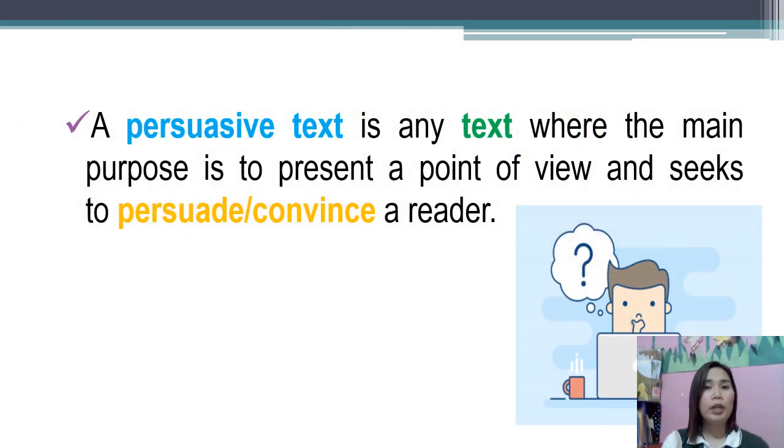So let's start by identifying what is a persuasive text, okay? So a persuasive text is any text where the main purpose is to present a point of view and seeks to persuade or convince a reader. So it can be an argument, an exposition, a discussion, review, or even an advertisement. Okay, so that is persuasive text.